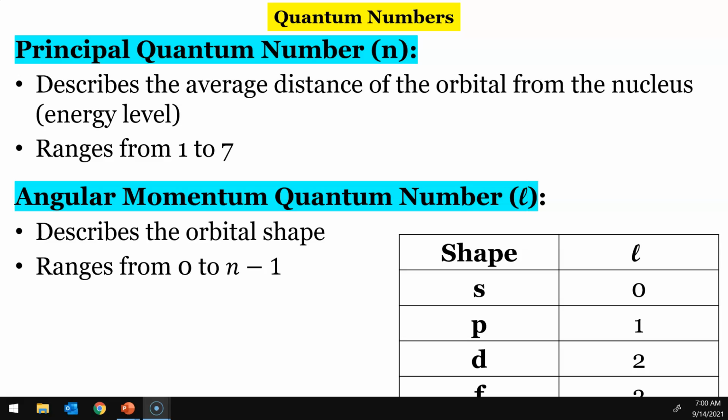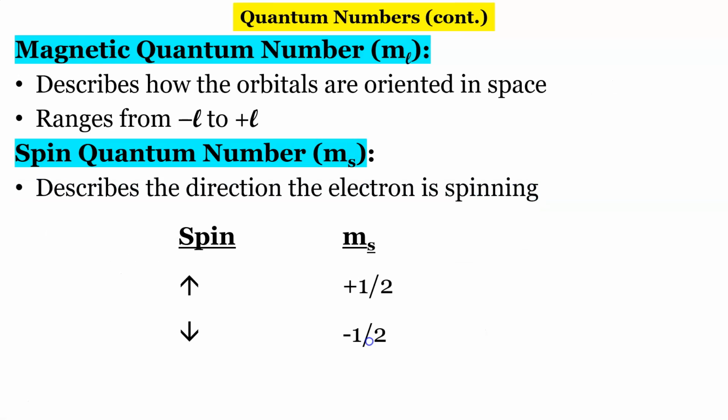So first period is going to have a principal quantum number of 1. Second period, it would be 2, and so forth. The angular momentum quantum number, which is L, describes the orbital shape. On this table here, you'll see that it goes from 0 to 3. S is 0, P is 1, D is 2, F is 3.